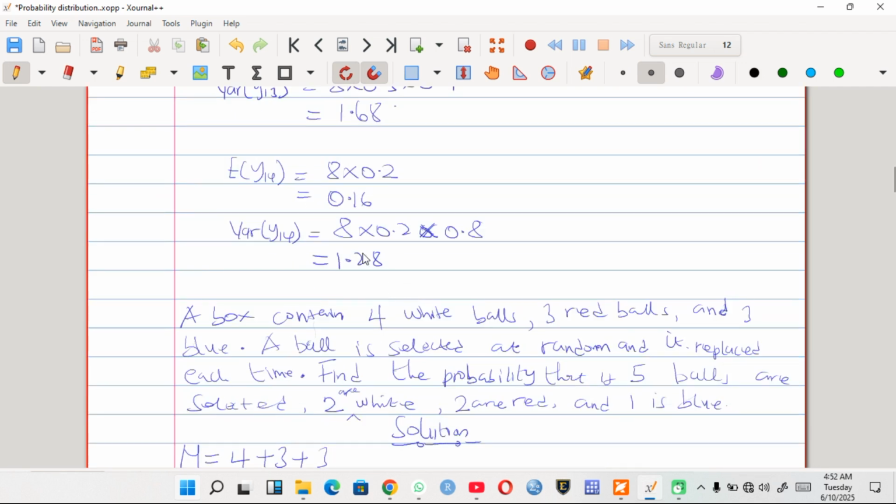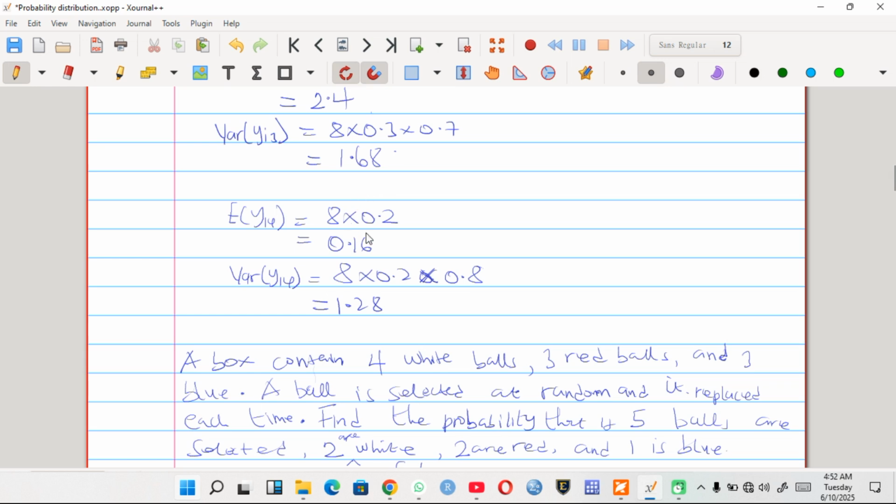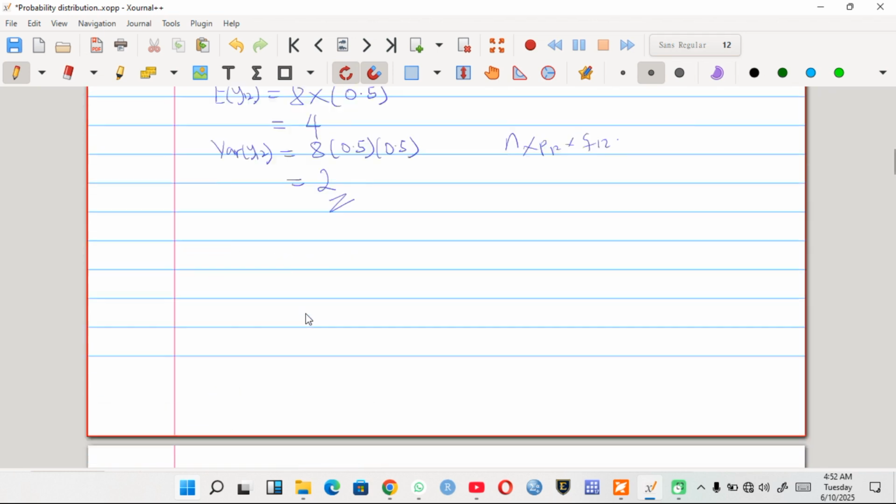Then we find the expectation of channel 14, right? And then the expectation of channel 14 will be 8 times 0.2, right? And then when you multiply, you get 1.6. And then the variance will be given as 8 times 0.2 times 0.8, which will give us 1.28. So basically, this is the mean and the variance for the question that is given above.